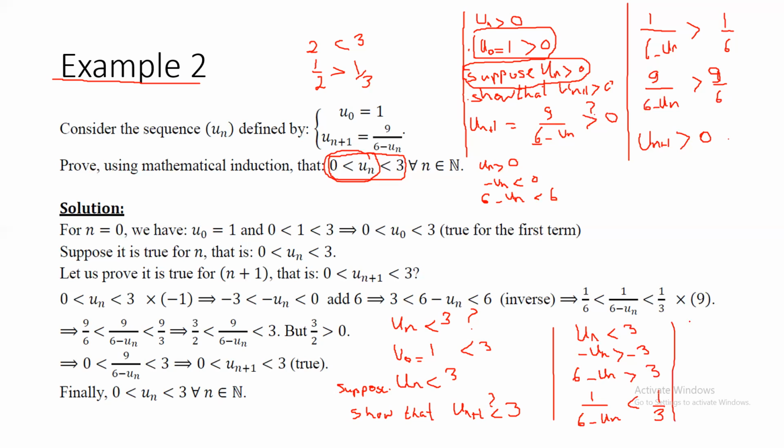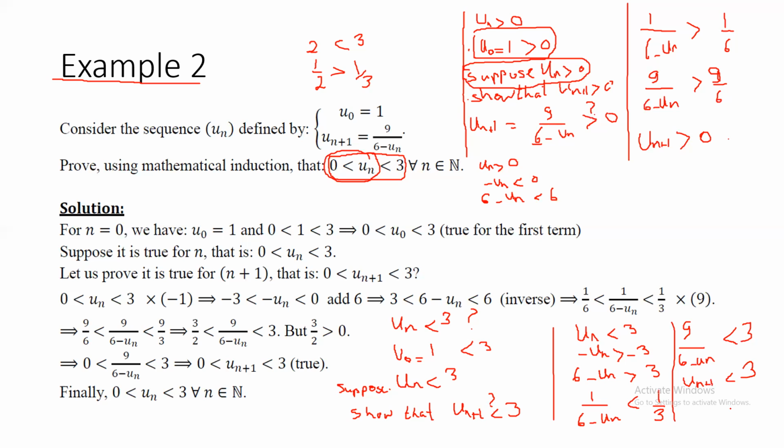Multiplying both sides by 9, 9 over 6 minus un is less than 3. It means that un plus 1 is less than 3. So un is between 0 and 3. You can write if you have no questions.